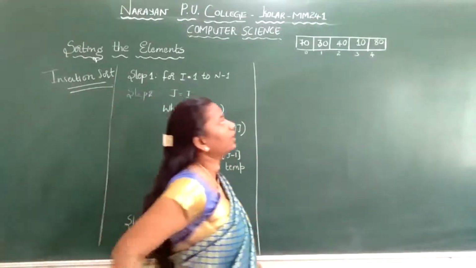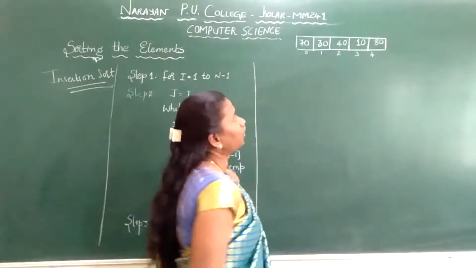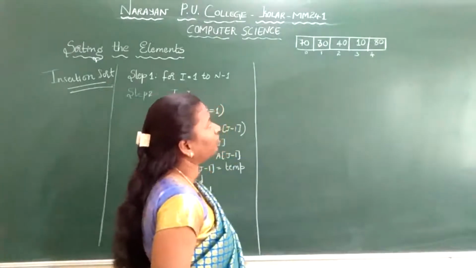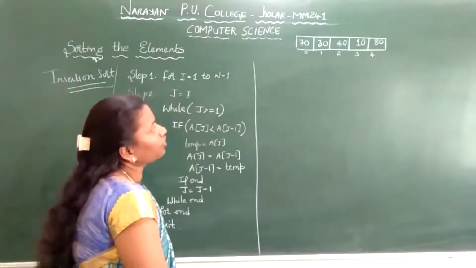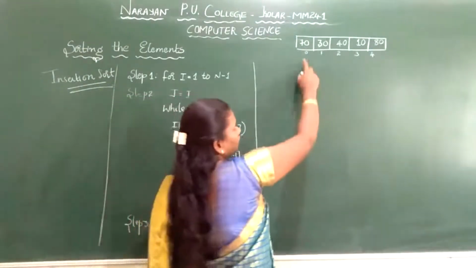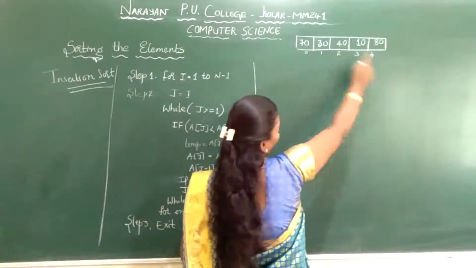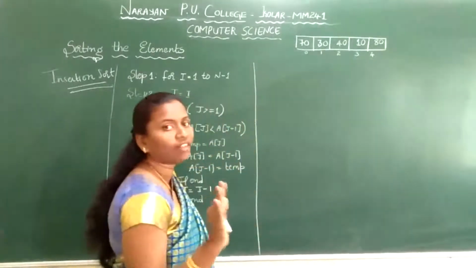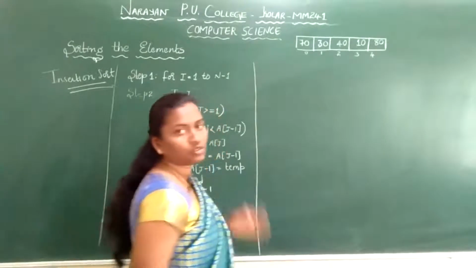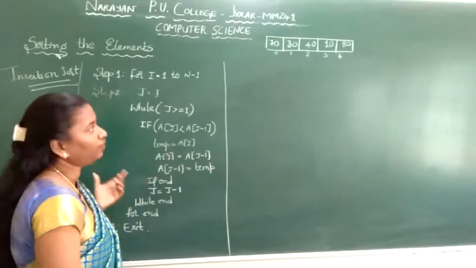Now see, I have taken an unsorted array. These are my array elements: 70, 30, 40, 10 and 80. You know that the array subscript starts from 0, 1, 2, 3, 4. How many array elements do I have? I have 5 array elements. Now based on the algorithm, we will see the sorting.